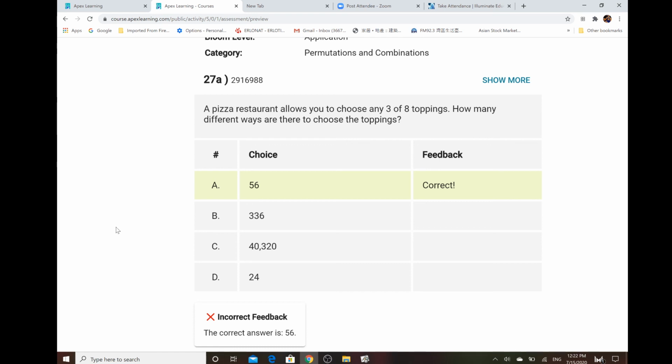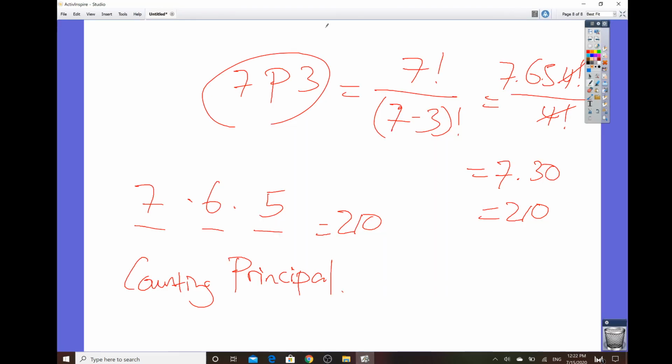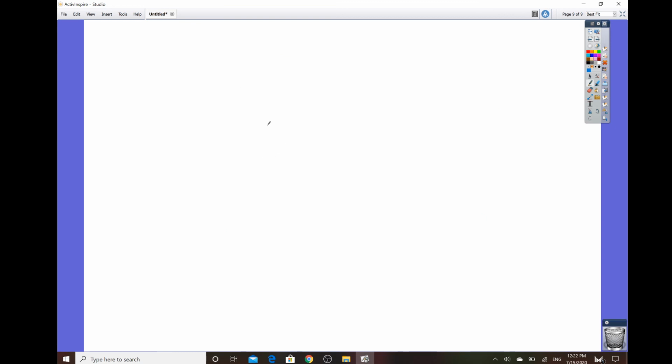Okay, so a pizza restaurant allows you to choose any 3 of 8 toppings. How many different ways are there to choose the toppings? So now this one is a little bit different compared to what we did, because the order does not matter. If the order does not matter, that means we're using combination. So 8 choose 3. So for number 27, this one would be considered 8 choose 3.